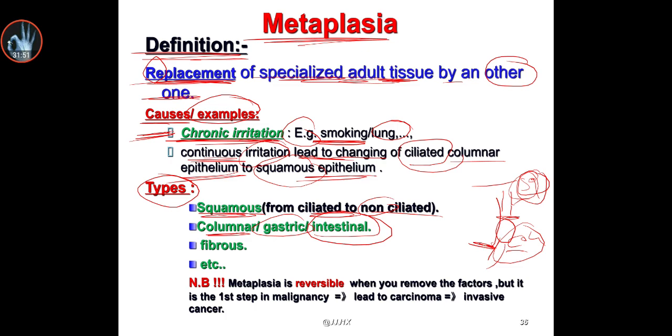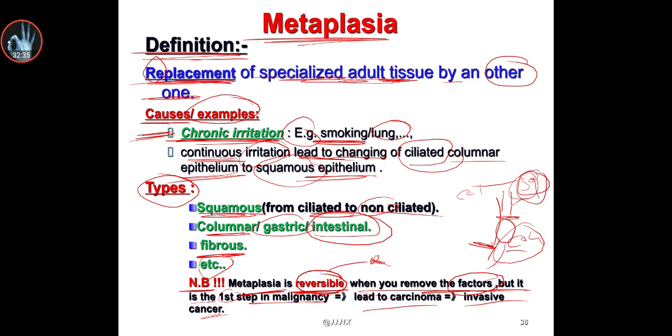And if it's repeated many times, it may lead to adenocarcinoma, which is esophageal cancer. So this is an example. We have fibrous change also, where some cells change into fibrous cells, and so on. Remember one thing: metaplasia is reversible when you remove the factors, but it's still the first step of a malignancy before it leads to carcinoma and invasive cancer.